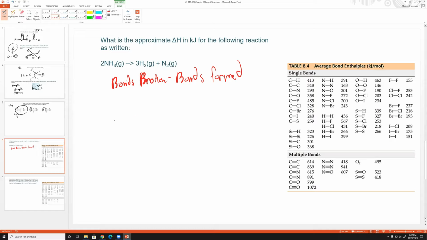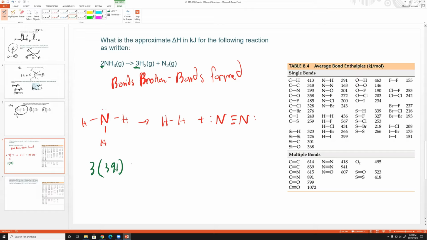So for the Lewis structures, NH3 looks like this. H2 looks like this. And N2 has a triple bond and looks like this. So for the bonds, we need to keep in mind the coefficients are here as well. So let's add up all the bonds. Each NH3 has 3 NH bonds, all right? So 3 times NH, which is right here, 391.